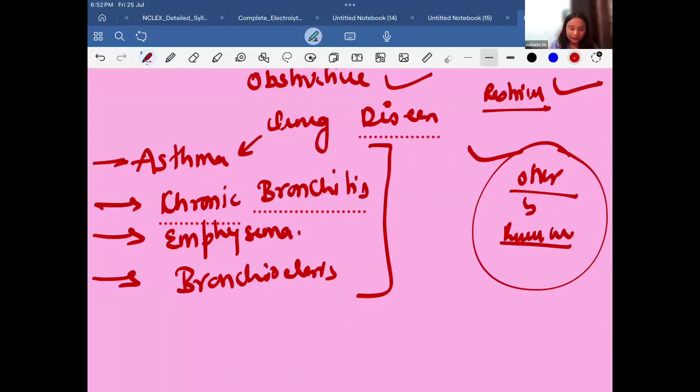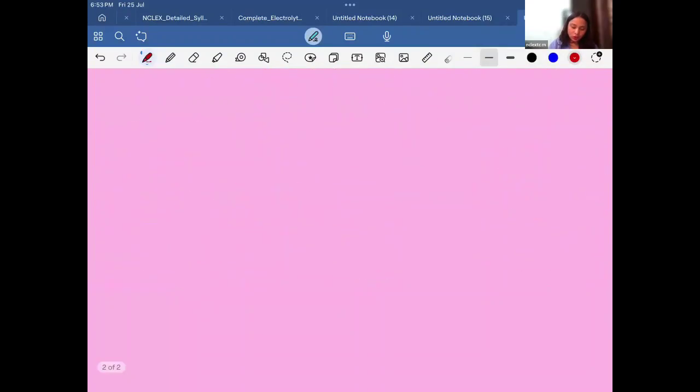So for today, our goal is to complete all these 4 disease conditions. Okay, understood? Okay, so the first thing that we're going to talk about is asthma.